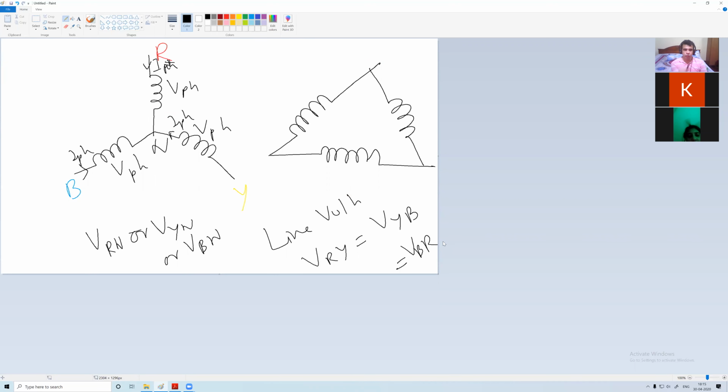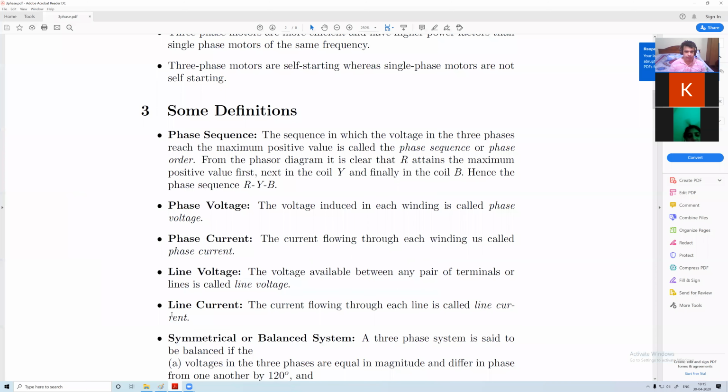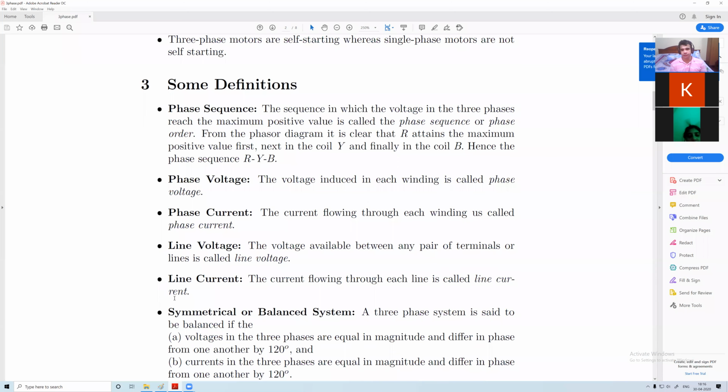Okay. So these are the line voltages. Line voltages are between these two points, R and Y, Y and B, or B and R. Any two points. And the phase voltages are between R and N, Y and N, or B and N. And on the other side, what is line current? The current flowing through each line is the line current.